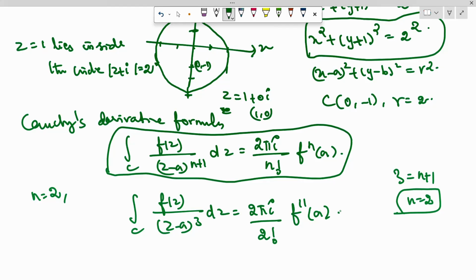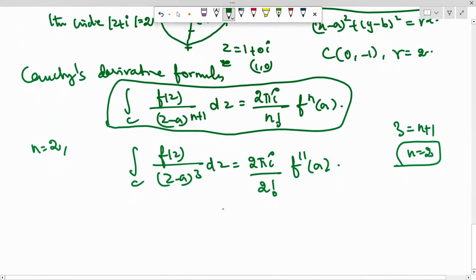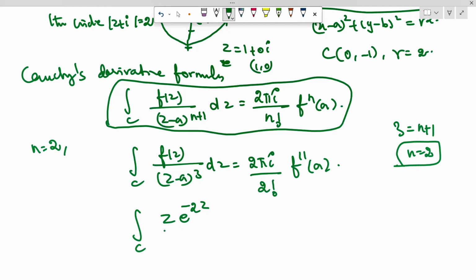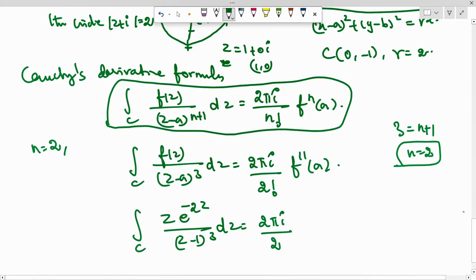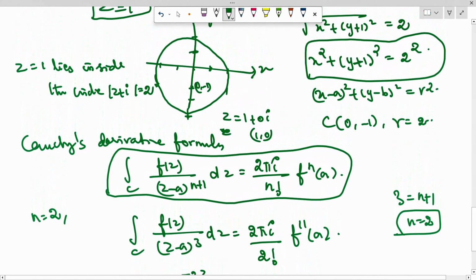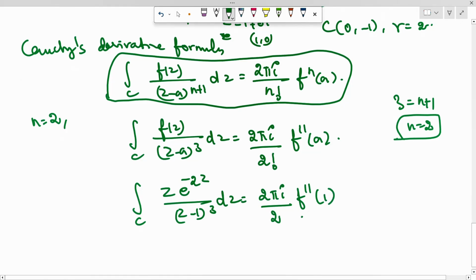second derivative formula. Okay. Now we can write integral over c z into e power minus 2z by z minus 1 whole cube dz is equal to 2 pi i divided by 2 factorial, which is nothing but 2, f double dash of a. What is a here? Singular point. Singular point a is 1. Substitute here 1. Now we need to calculate the value of f double dash of 1. Okay. Here we can remove this 2. Pi i into f double dash of 1.